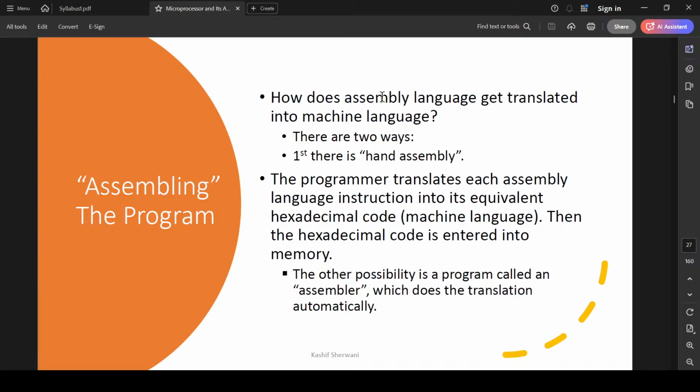Assembling the program, what does this mean? This means how does assembly language get translated into machine code? There are two ways. First, there is hand assembly. The programmer translates each assembly language instruction into its equivalent hexadecimal code, machine language. Then the hexadecimal code is entered in the memory. Okay, this is the method we were using in the laboratory. We were the programmers translating the assembly language instructions into the hexadecimal code. And the other possibility is using the assembler, which will translate it automatically.